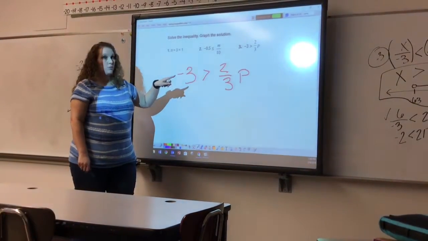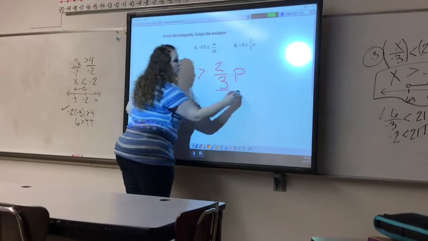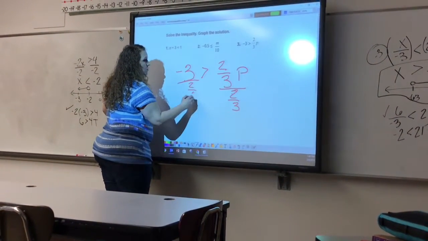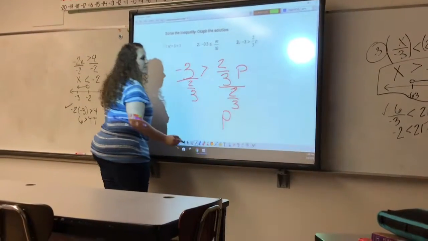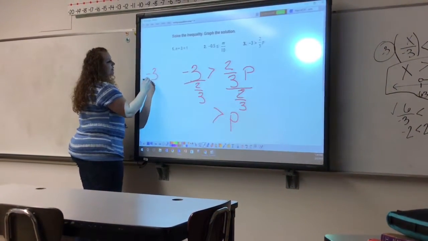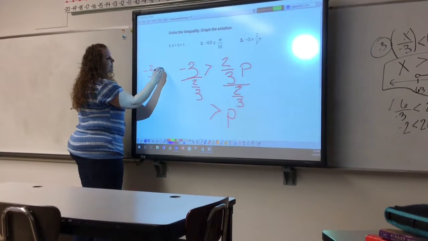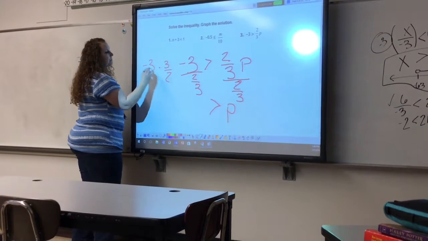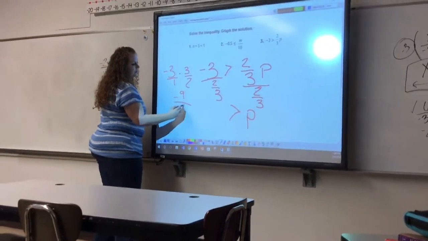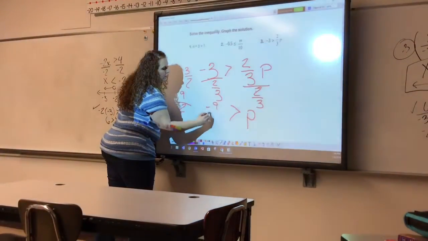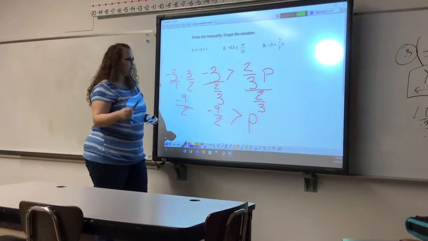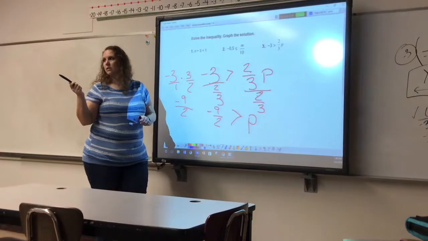And then you can divide by 2. Or you could just divide by 2/3. I don't care which one you do. It's totally up to you. So here you have p. Am I going to flip my sign? No. And then we have negative 3 divided by 2/3, which is multiplying by 3/2, right? So negative 3 times 3 is negative 9. 2 times 1 is 2. So it's negative 9 over 2, which is negative 4.5. You can write it either way. Then graph it and check it.